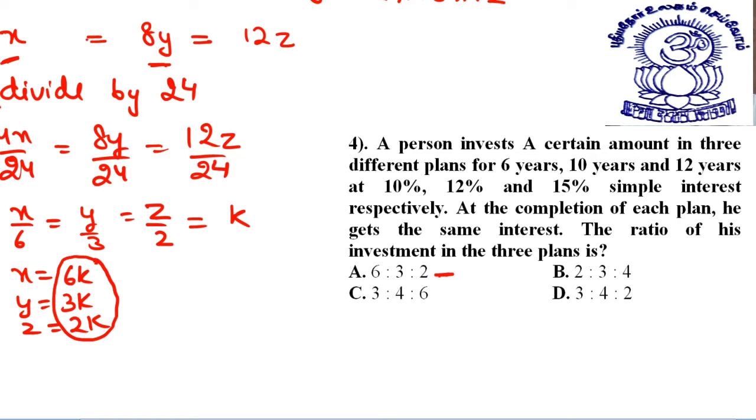The moment I saw this, I could figure out that x upon y will be 8 by 4 or 2 by 1. Double. X will be double of y. Only this option has x double of y. So this was a more easy method of doing it. I'm sure it must be clear to all of you. So should I be proceeding to the next one?